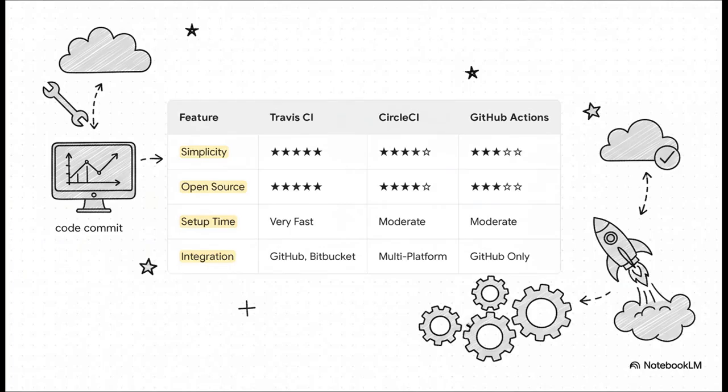This comparison really tells the story. While other tools like CircleCI and GitHub Actions are incredibly powerful, Travis CI's biggest strengths have always been its simplicity and its deep roots in the open source community. For developers who just want to get up and running fast without a huge learning curve, it is still a top-tier choice. You might trade some of the more complex advanced features for pure speed and ease of use.